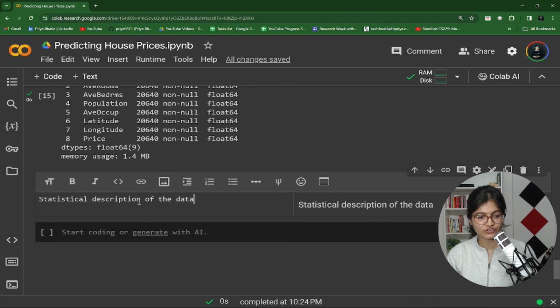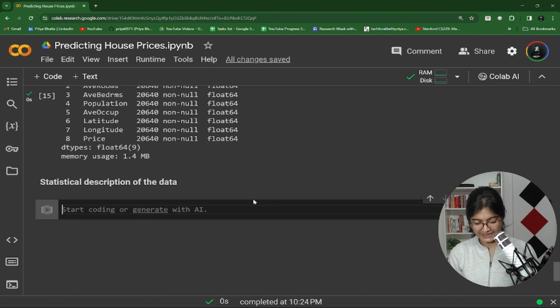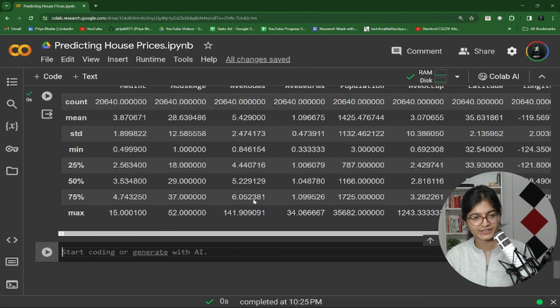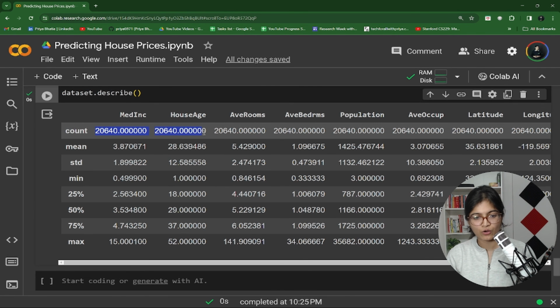So how can we basically check it out? We can just say dataset.describe. This will give us the description of the complete set of data points that we have. So you can see that the count is the same. It means there are no null values.